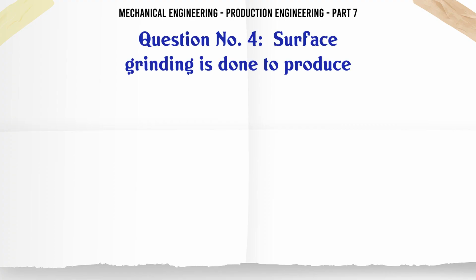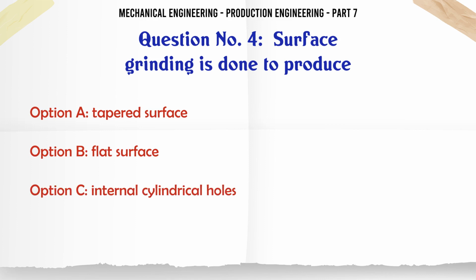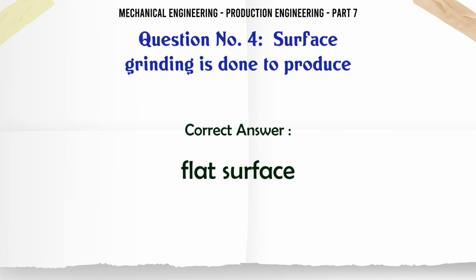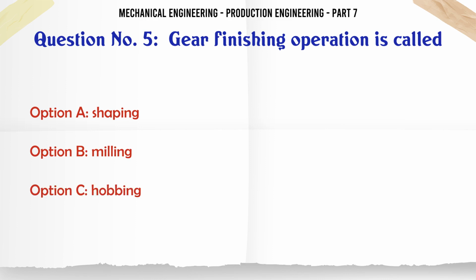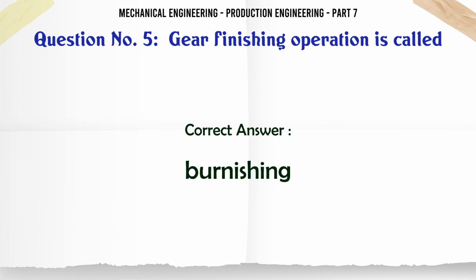Surface grinding is done to produce A) tapered surface, B) flat surface, C) internal cylindrical holes, D) all of these. The correct answer is flat surface. Gear finishing operation is called A) shaping, B) milling, C) hobbing, D) burnishing. The correct answer is burnishing.